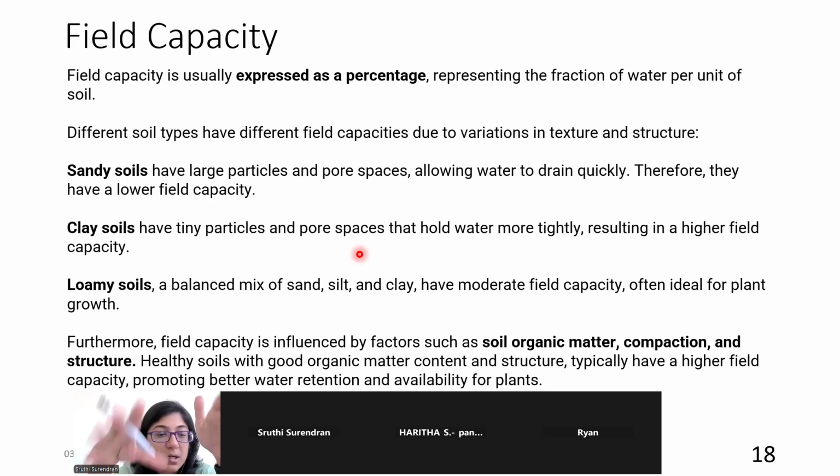So the structural composition of this soil also impacts the field capacity as well as the wilting point, and the amount of organic matter present in it affects the field capacity. How well it is compacted, or if the soil is loose, then again the field capacity varies based on all of this.